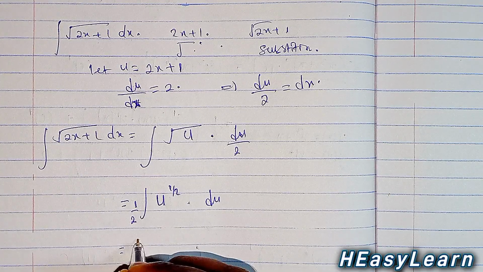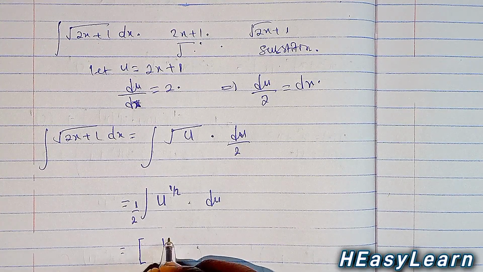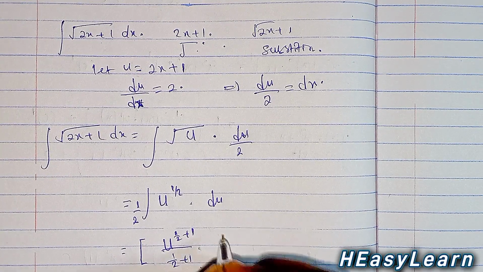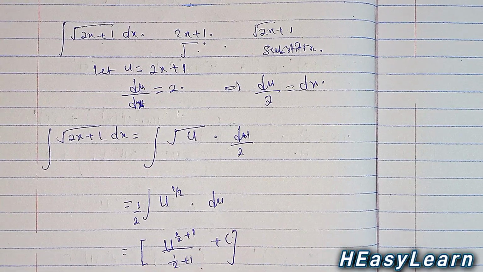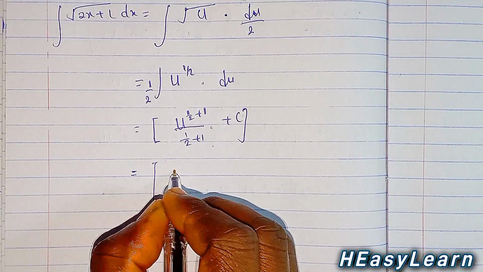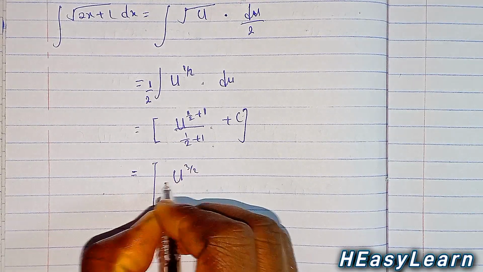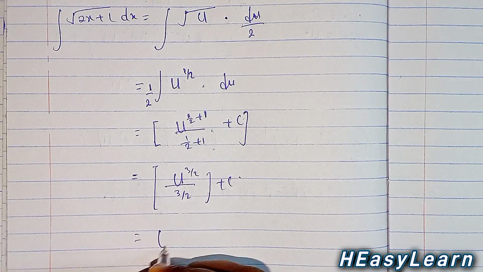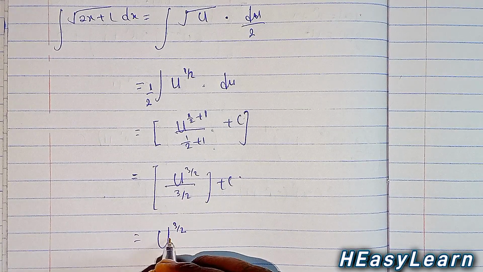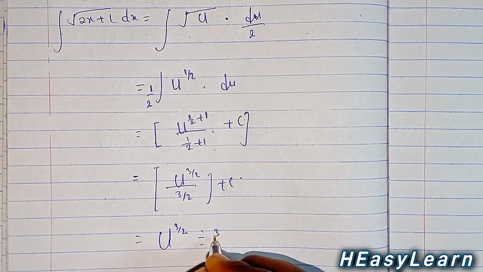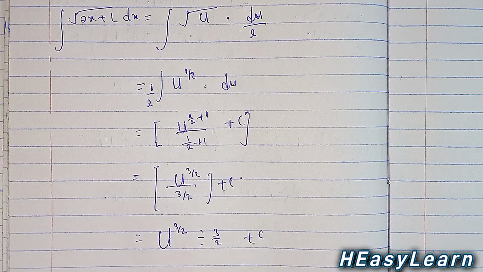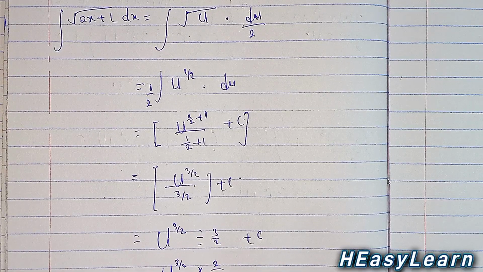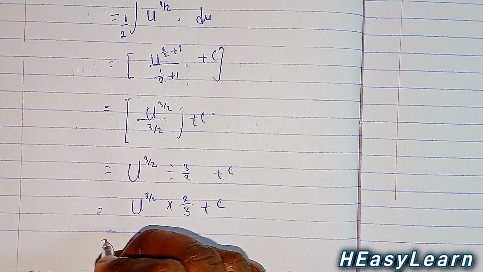What is going to be the integral of this function? By direct integration, add 1 to the power, divided by the new power, plus the constant of integration. This is the same thing as u to the power of 3 over 2 divided by 3 over 2 plus the constant of integration. It's the same thing as u to the power of 3 over 2 multiplied by 2 over 3 plus the constant of integration.